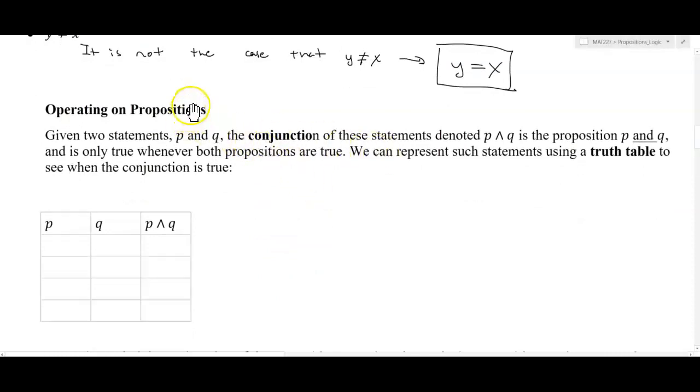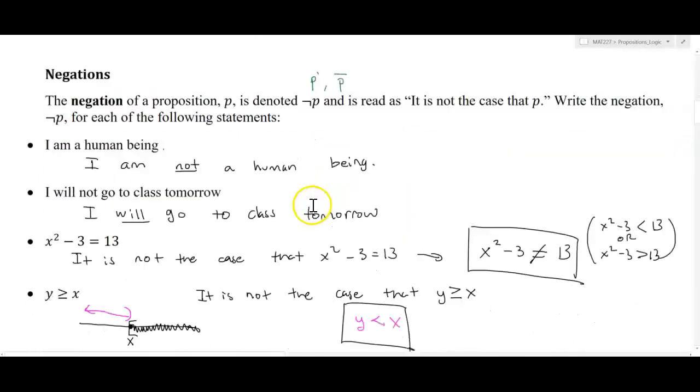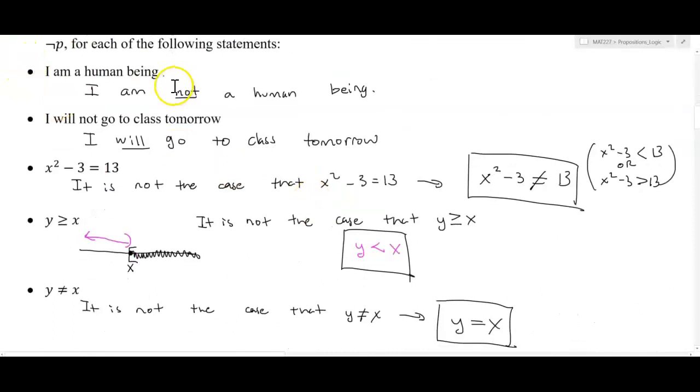So given two statements, P and Q, let's define something on those statements. P and Q are actually simple statements. All we mean by simple statements is that there's no and, there's no or, it's just a basic sentence. Like, I am a human being is a simple statement. I will not go to class tomorrow is a simple statement.